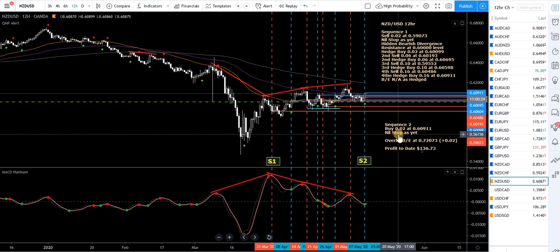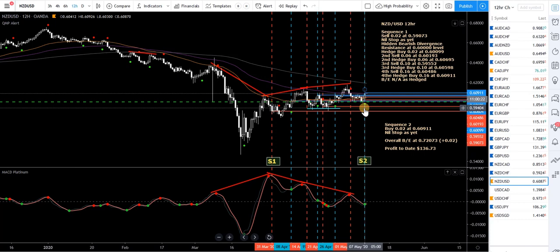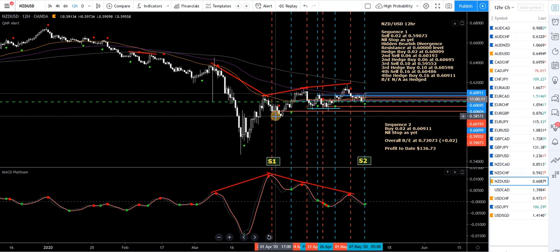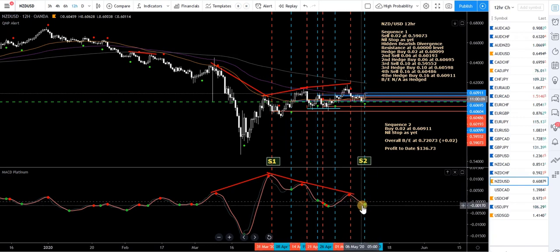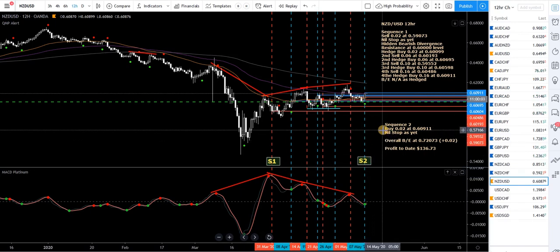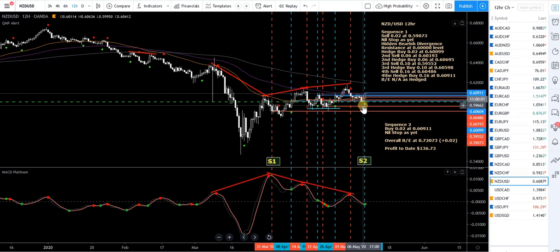And this morning we had a new buy signal here. So sequence 1 started with a sell. So that buy is actually a 4th hedge buy at 0.16. So it's hedging that first sequence. And because the MACD Platinum is below the 0 level, I've commenced a new sequence, sequence 2, which is this one. So it's same price, 2 trades.